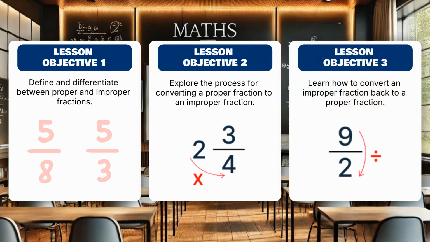Next, we reversed the process to convert an improper fraction back to a mixed number. This involved dividing the numerator by the denominator, expressing the quotient and remainder, and then combining them into a mixed number. By mastering these techniques, you can simplify calculations and solve problems more efficiently. Understanding how to move fluidly between these forms of fractions enhances your mathematical fluency and prepares you for more advanced topics.